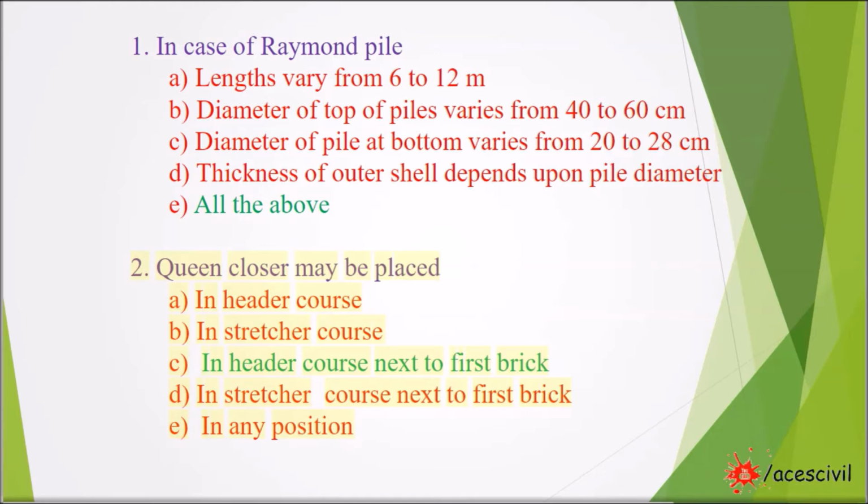2. Queen closer may be placed: a. In header course. b. In stretcher course. c. In header course next to first brick. d. In stretcher course next to first brick. e. In any position.